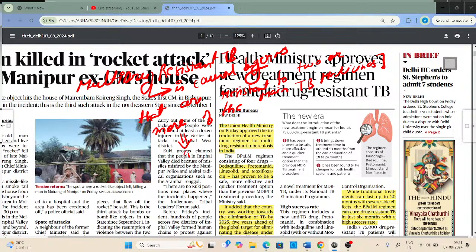The first medicine is isoniazid, I-S-O-N-I-A-Z-I-D, isoniazid, and rifampin.